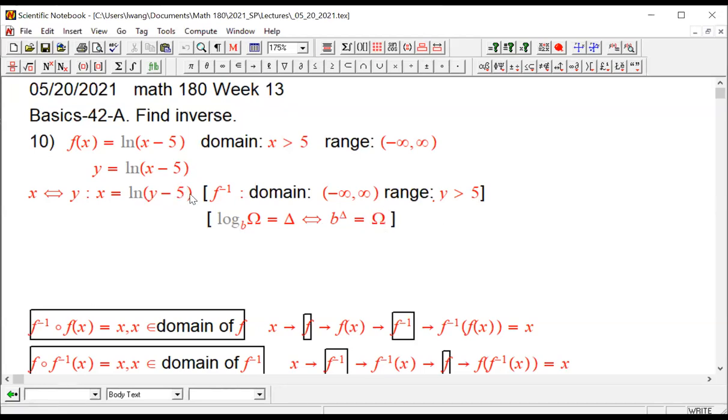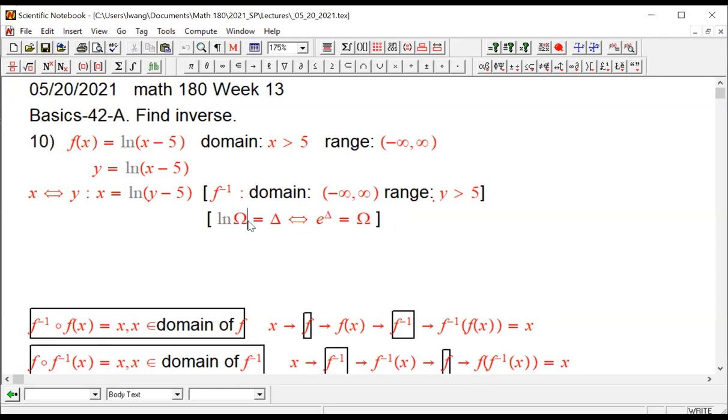When we have y minus 5, this entirety is omega. Our base is e, so this is ln. So the quantity at the omega place is y minus 5. And the quantity at the place of triangle is x. So this is x. You can see how that works?